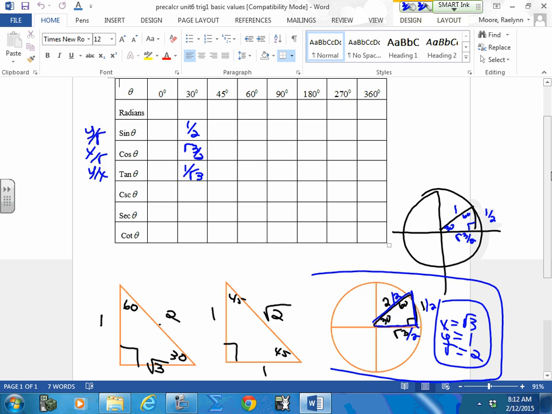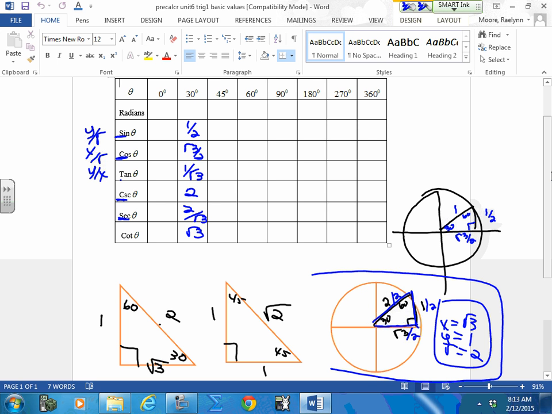Now, here's your reciprocals. S has to go with a C. So I take this, I flip it over. 2 over 1. Secant goes with the cosine. I take this and I flip it over. Now here's the beauty of precalc. We don't have to rationalize any denominators. So remember last year you had to multiply top and bottom by radical 3 and get it out of there? You don't have to do that. Tangent, reciprocal for cotangent. Now you have all of your 30s there.